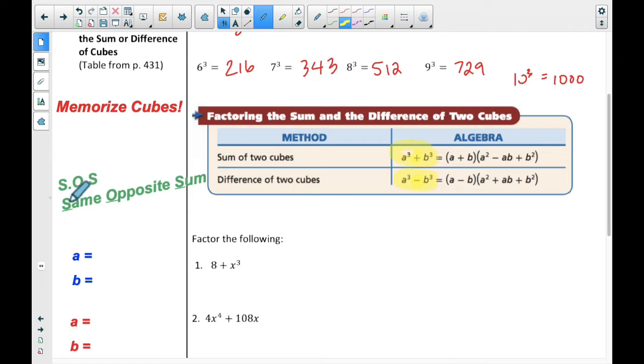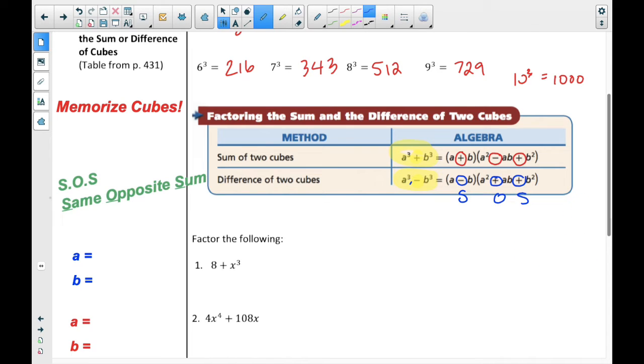Well, I'm going to use the little mnemonic of SOS, same opposite sum. What that means is, if you look here, if this is plus, this is the same, it's plus. The next one is opposite, it's minus. And then lastly, it's always the sum. If we look at this other one with a difference, it's the same thing. If it's minus here, this is the same, minus. Opposite of minus is plus, and we always end with a sum. So SOS is going to tell us what signs to put in the parentheses.